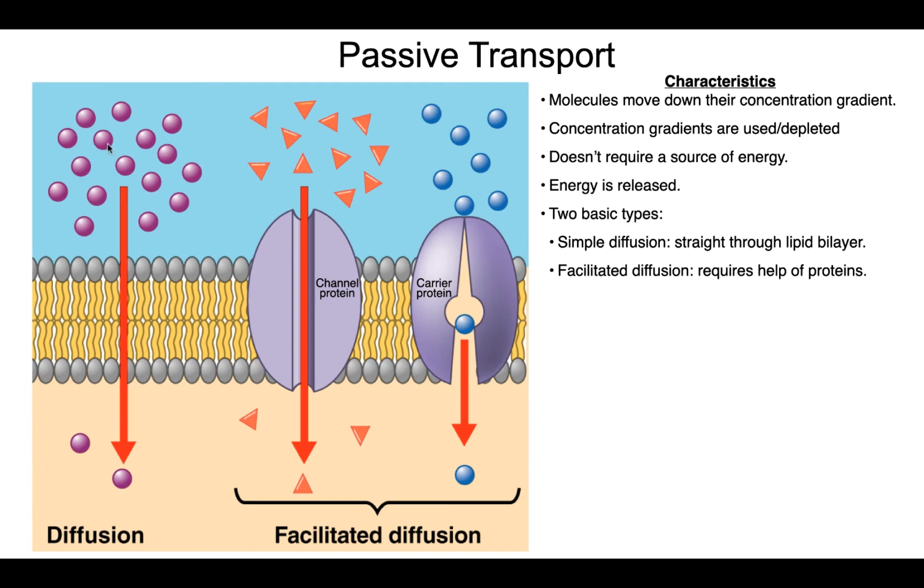There is simple diffusion, and that's what you're seeing here. These molecules are just moving straight through the membrane. Now those molecules have to be small, they have to be non-charged to be able to do that. And we have facilitated diffusion, and what that means is, since we're moving larger molecules and charged molecules, we need a path for them to get through the membrane, and channel proteins and carrier proteins, these are transmembrane proteins, they provide the paths that these charged or polar molecules can use to move through that membrane.